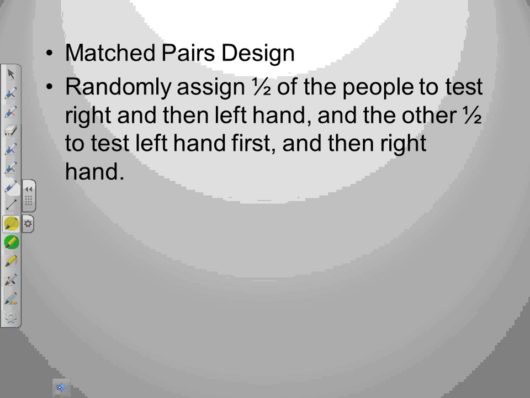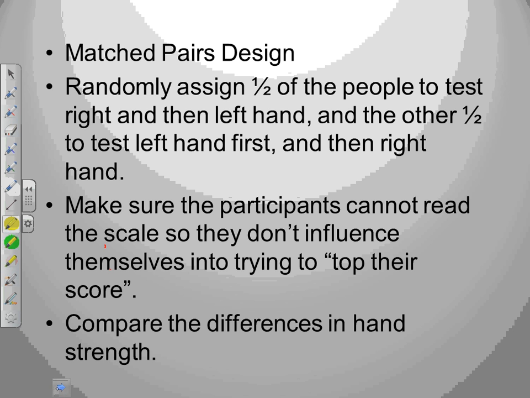Everybody test their right hand, and then everybody test their left hand. Or do it randomly. We will randomly decide if you're going to do right-handed or left-handed first. We will make sure that you don't see how strong one hand is versus the other, so that you don't try to top your score. And you'll compare your differences in hand strength. So that's the idea of a matched pair design. You can compare each individual with both treatments. I get compared with both the treatment of my right hand and my left hand.